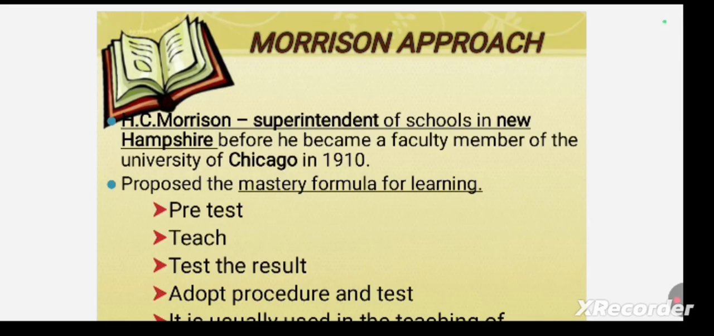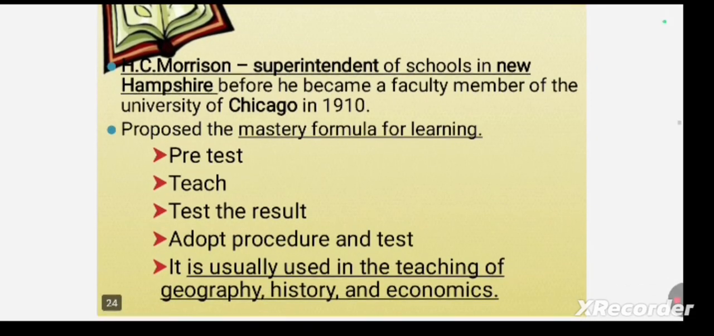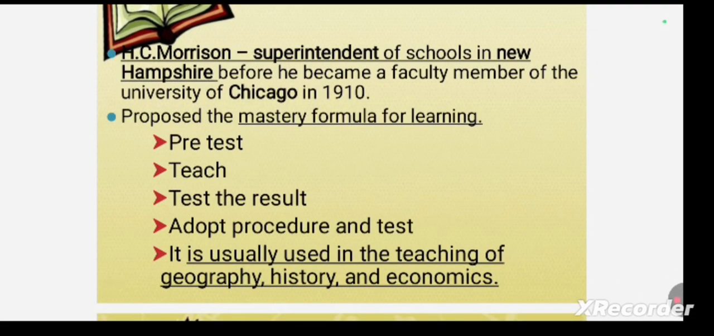And the 4th approach is the Morrison approach. So far we discussed 3 approaches. The first one is the project method, the second one is the Herbartian approach, the third one is the RCEM approach, and now we are discussing the Morrison approach. This was formulated by H.C. Morrison, and he first applied this particular technique in the University of Chicago in the year 1910.